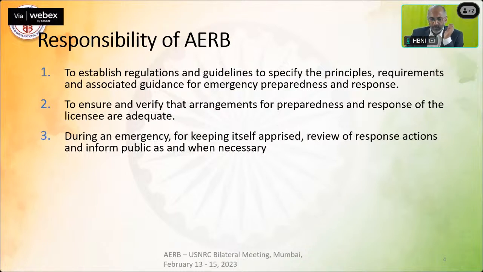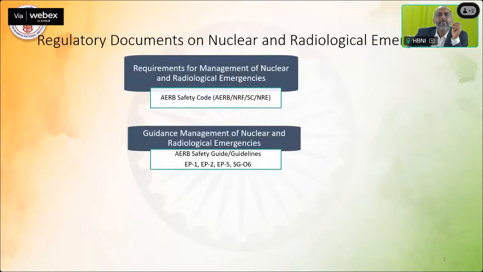Okay. So the regulatory documents, which I've already discussed in the earlier sections, I'll just quickly go through. We now have a structure where you have one safety code, that is the AERB safety code on management of nuclear and radiological emergencies, AERB/NRF/SC/NRE, which specifies the safety requirements. And there are a host of guidance and guidelines documents that support the licensees and the response agencies to ensure compliance to these requirements.